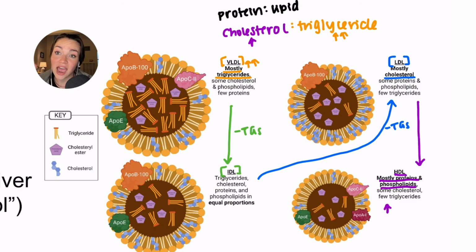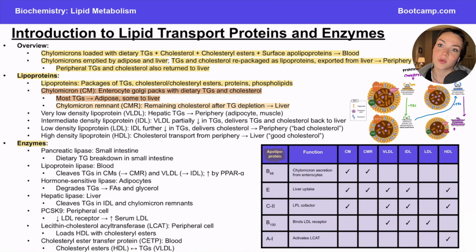But in terms of the actual contents, once again, it has more cholesterol than triglycerides. All right, so let's go back to our outline. The first lipoprotein we just finished talking about was the very low density lipoprotein that was packed full of triglycerides from the liver. And the point of this is it's going to take those triglycerides to the periphery, so the adipose tissue and the muscle tissue.